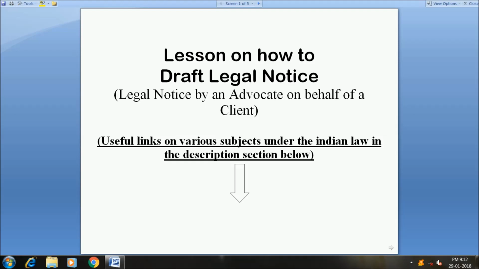A legal notice generally is issued by an advocate on behalf of the client for the purpose of soliciting a settlement. For this, a notice is issued so as to either invite a settlement or reject a settlement altogether, so that a civil suit or legal remedies can be availed of. So therefore, a legal notice in such circumstances is issued.